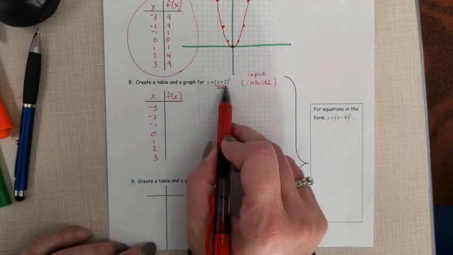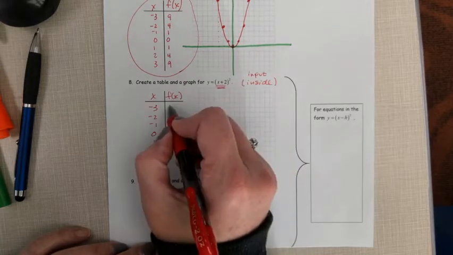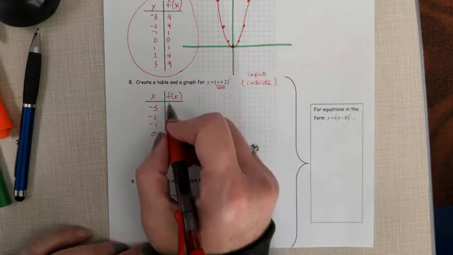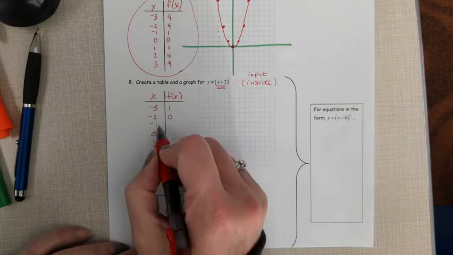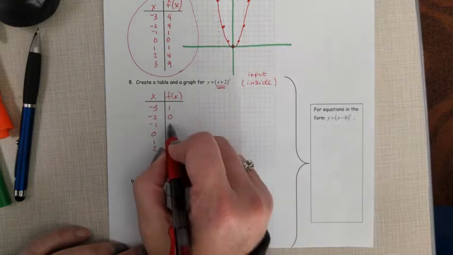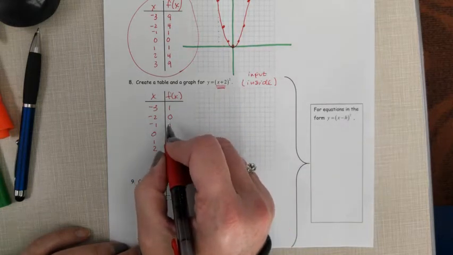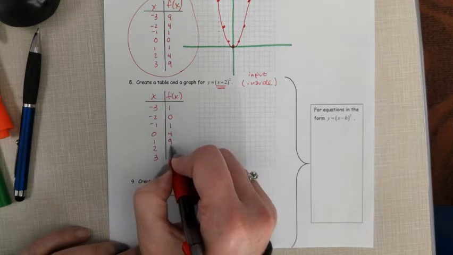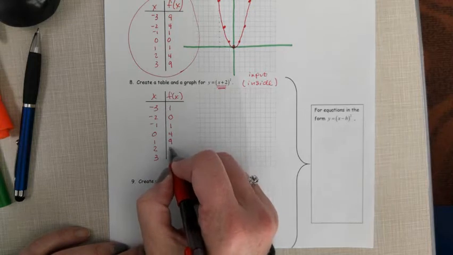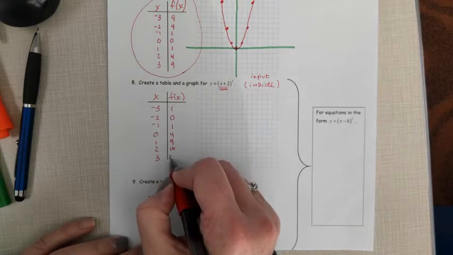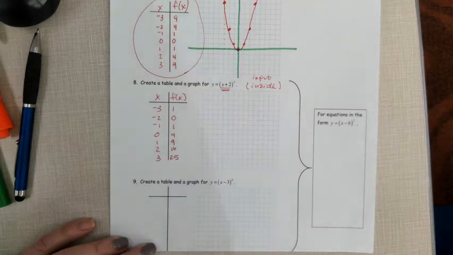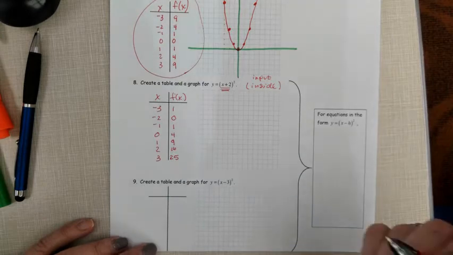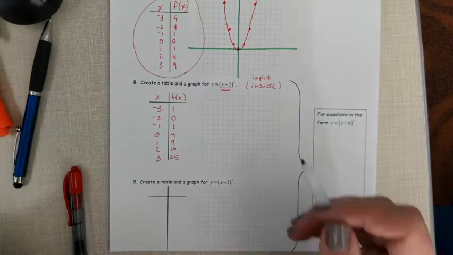-3 plus 2 is -1, squared is 1. -2 plus 2 is 0, squared is 0. -1 plus 2 is 1, squared is 1. 0 plus 2 squared, 1 plus 2 squared, 2 plus 2 squared, etc. Now you're going to find that they didn't have the same effect as adding or subtracting to the outside, and you would be exactly right.